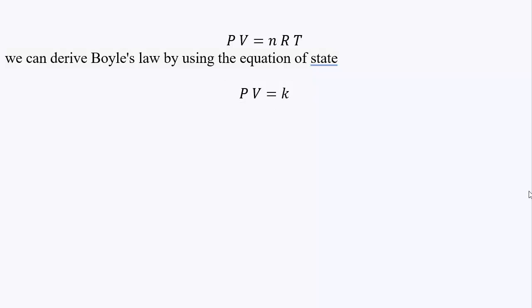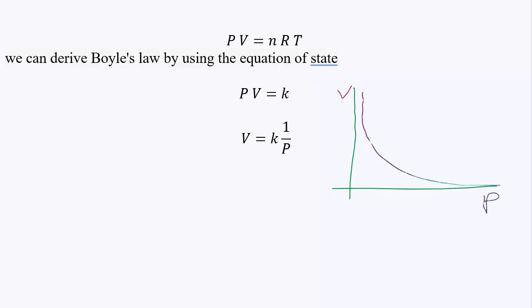Now we just need to solve for one of the variables, for example, the volume in terms of pressure. We obtain an inverse similar to 1 over x, whose graph is the inverse of a line. Boyle's law is the only one that results in an inverse of a line.